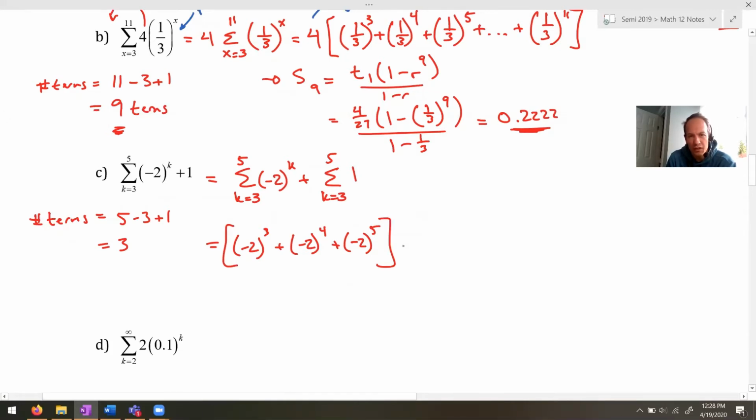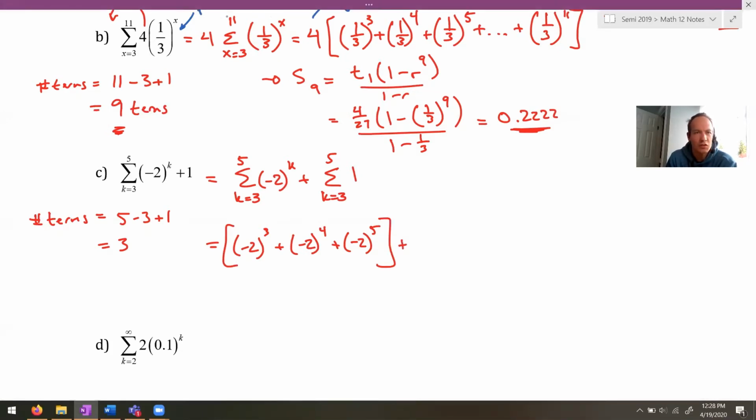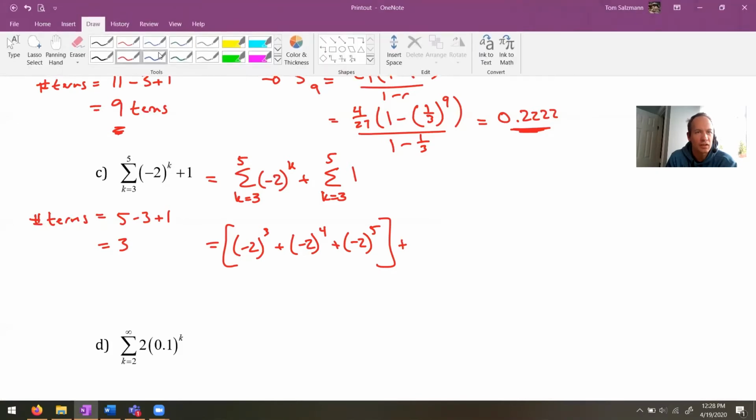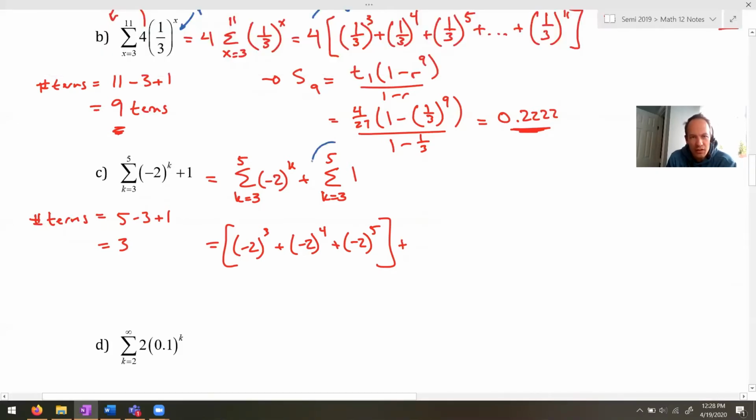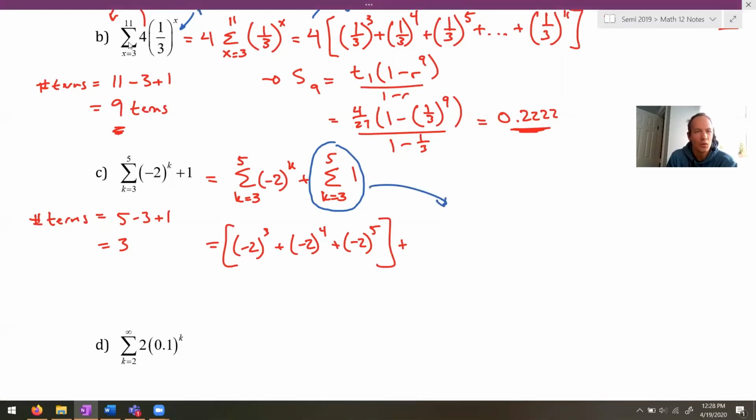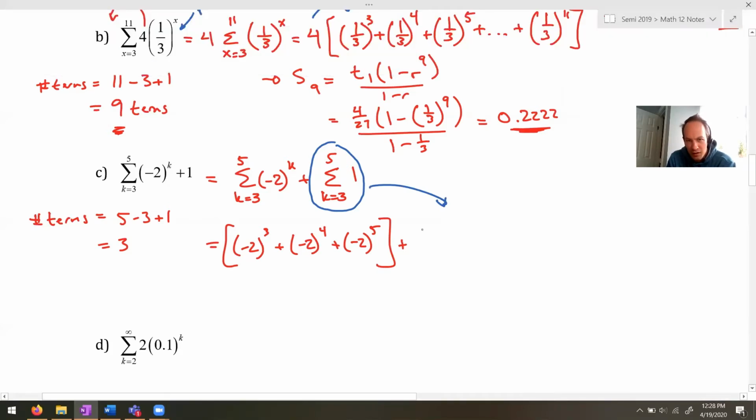That's the big brackets. This one here, I just want to make sure we're not overthinking this too much. This guy right here, there's 3 terms, and each term is equal to 1. So this is simply going to become 1 plus 1 plus 1. It's that simple.